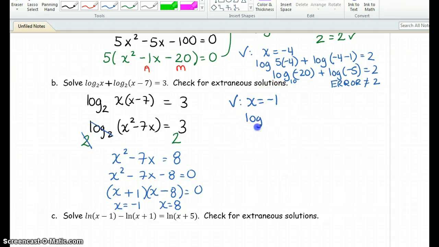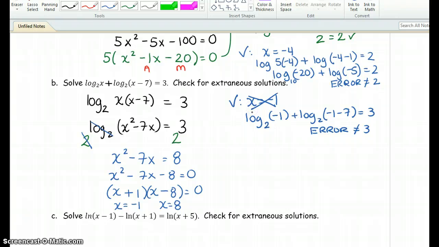We have log base 2 of negative 1 plus log base 2 of negative 1 minus 7 equals 3. And I'm going to stop right there and say this is going to be an error again, equaling 3, because we have a log base 2 of a negative number, so it's not going to work. Therefore, this is not a solution. And we dealt with a problem similar on top here. All right, we have x equals 8. Let's see if that works. It can maybe not work, but we'll find out in a second.